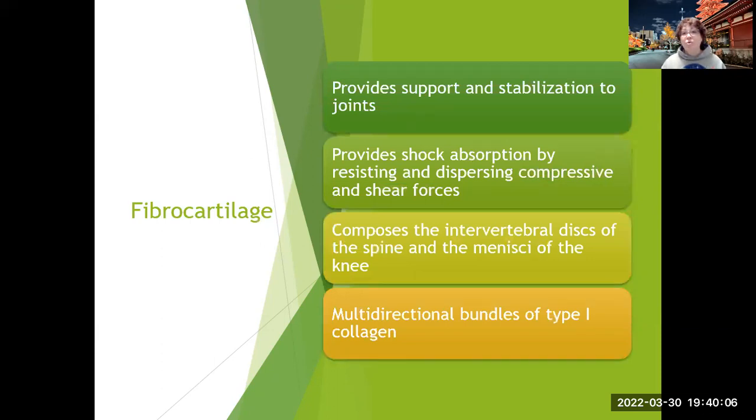Fibrocartilage provides support and stabilization to joints, and shock absorption. So think of fibrocartilage as being shock absorption. It resists and disperses compressive and shear forces. Examples are the intervertebral discs, the menisci of the knee, and the fibrocartilage in the pubis between the two sides of the pubic bone. It has to move and provide shock absorption and disperse shear forces. So we get multi-directional bundles of type 1 collagen. It's tough and there's a lot of it, and it's multi-directional because it has to absorb and disperse forces from lots of different directions.